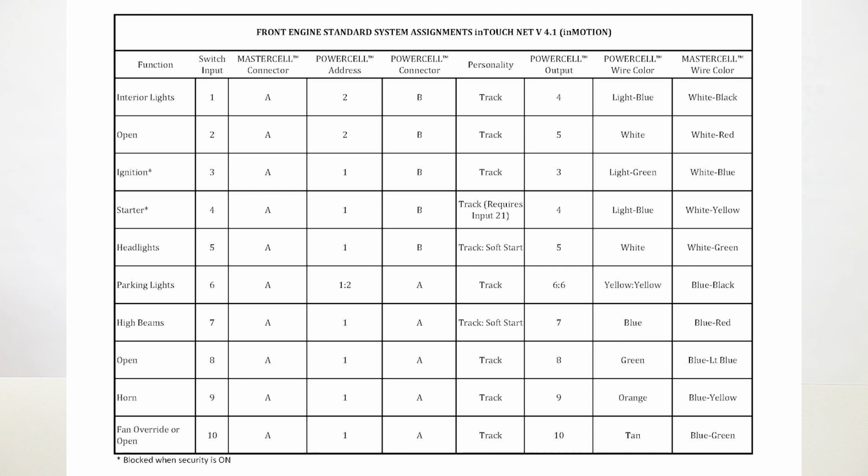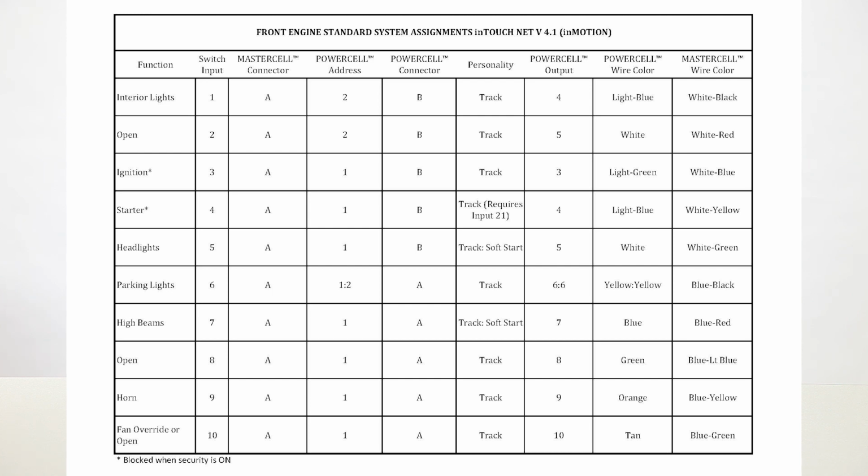The next column is the power cell output. And this tells you by number which output of the power cell is controlling what you're turning on and off. So in this case, the ignition is output 3. And if you look under the clear cover of the power cell, we mark next to each fuse the output number. So if you were to turn on the ignition from the master cell and watch your front power cell, when the ignition's on, the white light next to fuse number 3 will go bright.